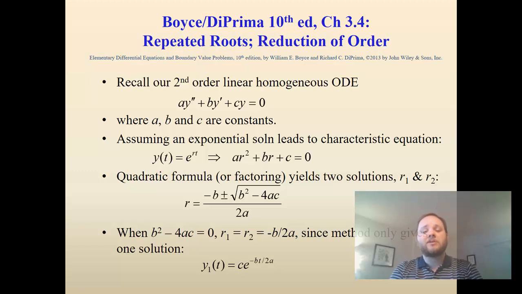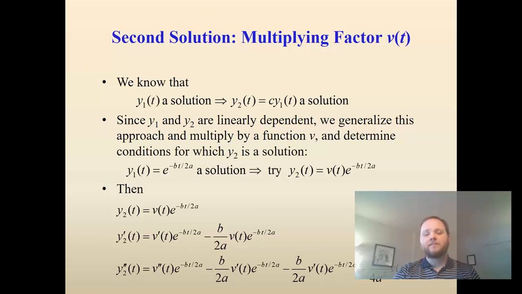This is the case where b squared is exactly equal to 4ac, because in this case the discriminant is equal to 0, and both roots have the value of negative b over 2a. That's a problem because you can't take the Wronskian with only one function. Doesn't make sense. So what we're going to have to do is think a little outside the box to try to determine another function that might work.